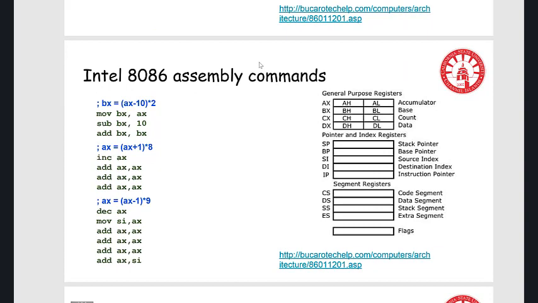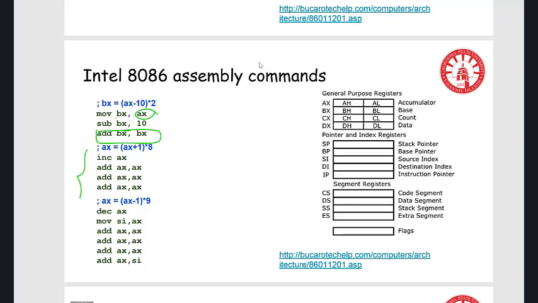So what we can do is we first move the content of register AX into BX, and then we subtract the value of BX by 10 to produce AX minus 10, and then we add BX with BX. When you add a register by itself, it means that you are multiplying its content by 2. As simple as this. How about for this one?